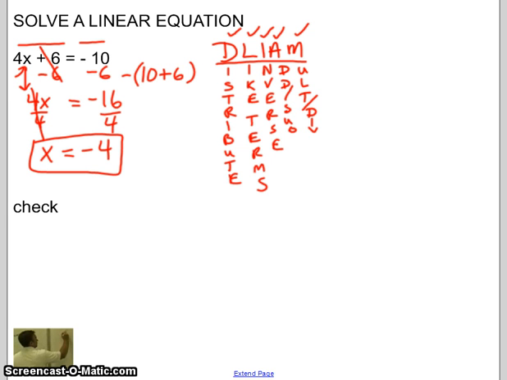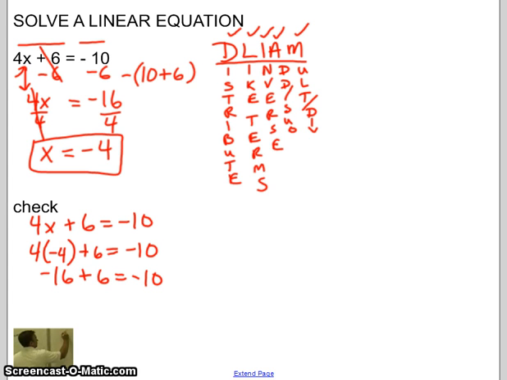Let's check this. 4x plus 6 equals negative 10. We're going to plug in negative 4 for x. Add 6 to it. See what works. 4 times negative 4 is negative 16. Plus 6 equals negative 10. Negative 16 plus 6, different signs. Find the difference. So we're going to subtract them and take the sign of the bigger number, which is 16. So we have negative 10 over here equals negative 10.